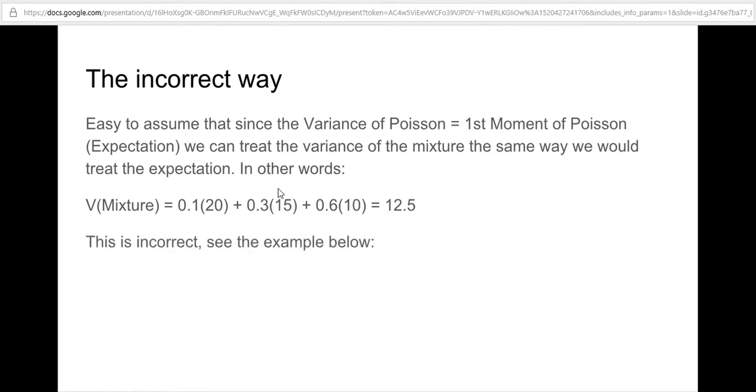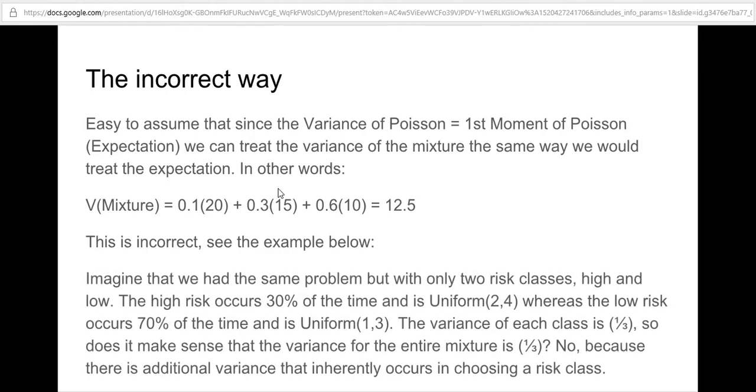So let's take another example then. Imagine the same type of problem, but this time with only two risk classes, a high and low risk class. The high risk would occur 30% of the time and be uniform on 2 to 4, and the low risk would occur 70% of the time and be uniform on 1 to 3. I'll leave calculating the variances of a uniform distribution up to you, but take my word for it that the variance of each of these is 1/3. So would it make sense then that the variance would be 1/3 overall?